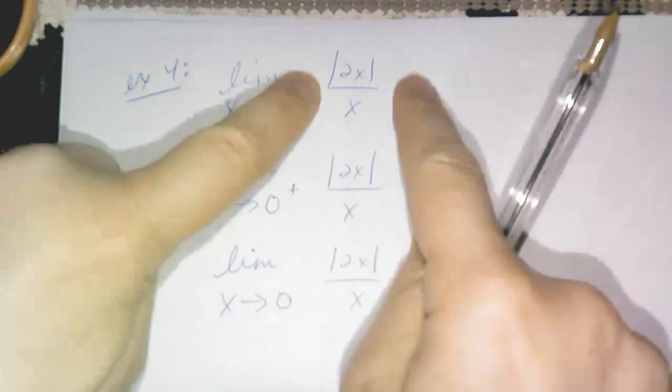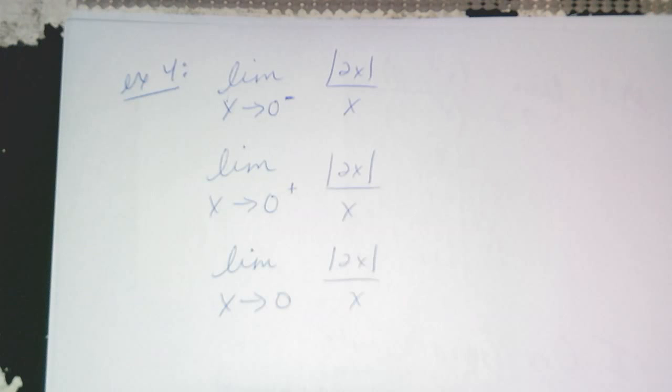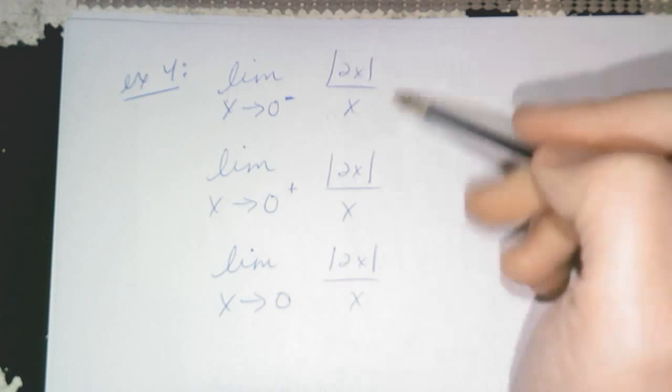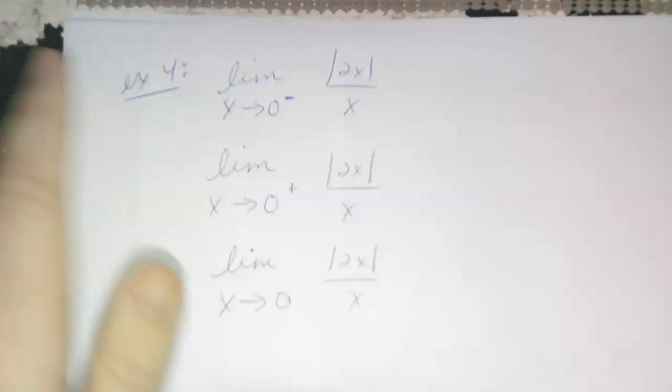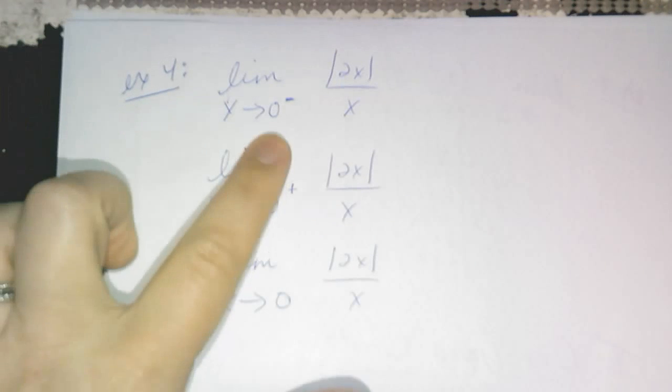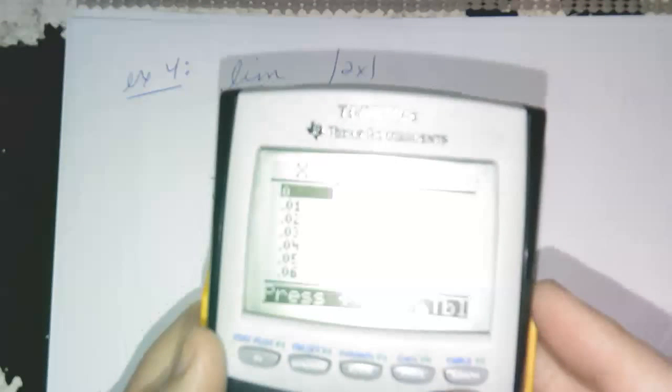I want you to put the absolute value of 2x divided by x in your calculator. If you don't remember how to find the absolute value, it's math, num, abs. Make sure you all type this in your calculator right now, okay? After you type it in, you are going to go to your table set and you're going to start again where? Where are we starting? 0, right? So 0, you can go by 0.01, that's fine with me. Go to your table and go up.